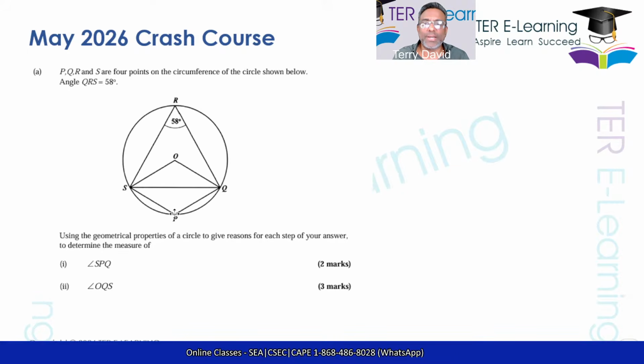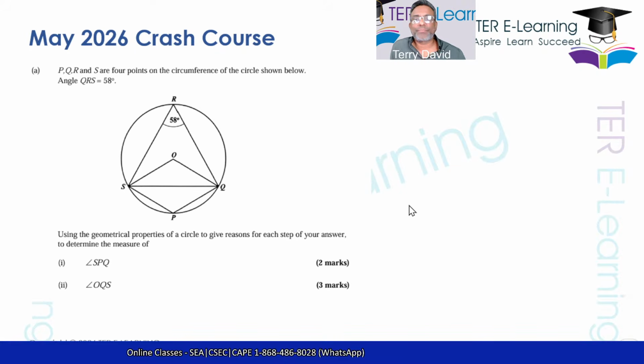All right, let's have a look at this circle theorem question here. So we have PQRS, 4 points on the circumference of a circle. We have QRS is 58 degrees. The first thing we want to calculate is SPQ. Okay, we want to calculate what this angle here is. Do you all know what that angle is?